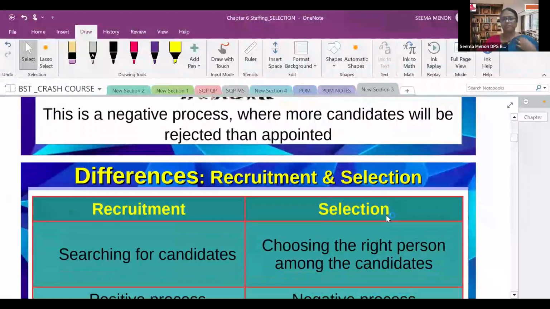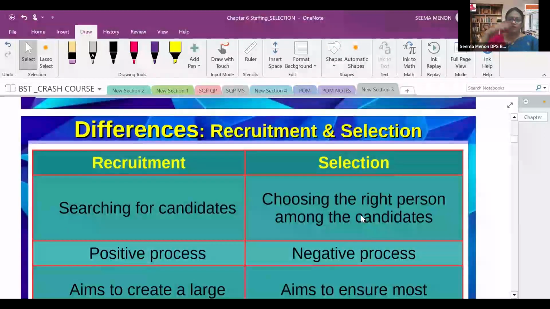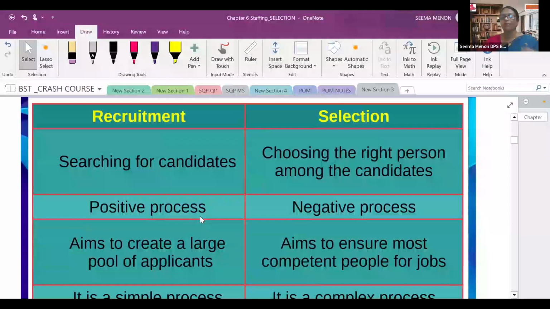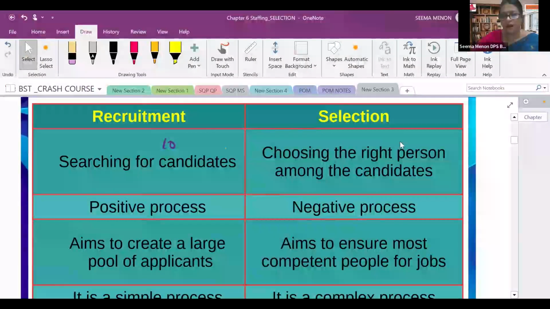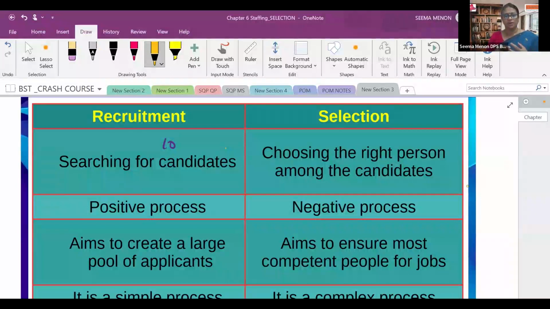Now again, let's see what you have already learned in recruitment, and what is going to happen in selection. Recruitment means we are searching for candidates. And in the selection, what is happening? Selection means choosing the right person among these candidates. Searching means you need 10 accountants in the organization, and you are searching for the best. Choosing is picking the right person among them. So first you are searching for candidates, you get a lot of applications, then from those you select the right person. That comes in the selection process.